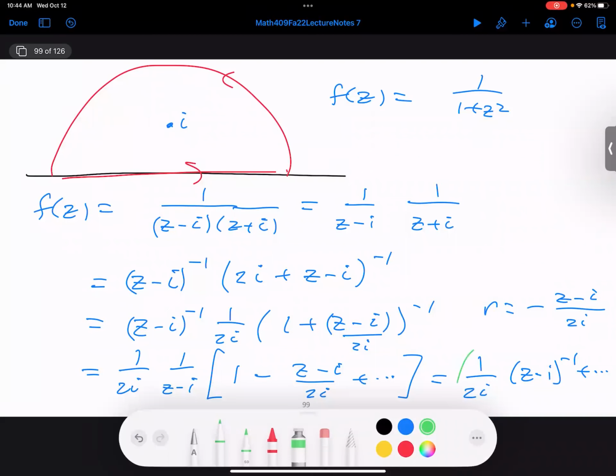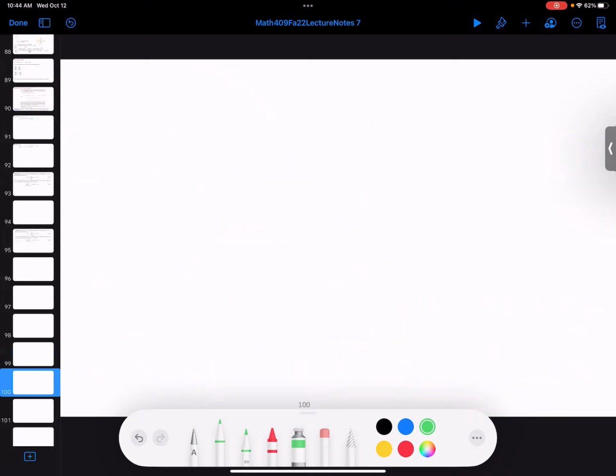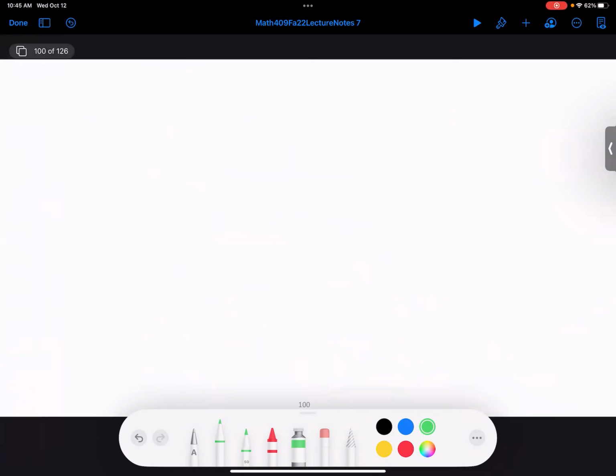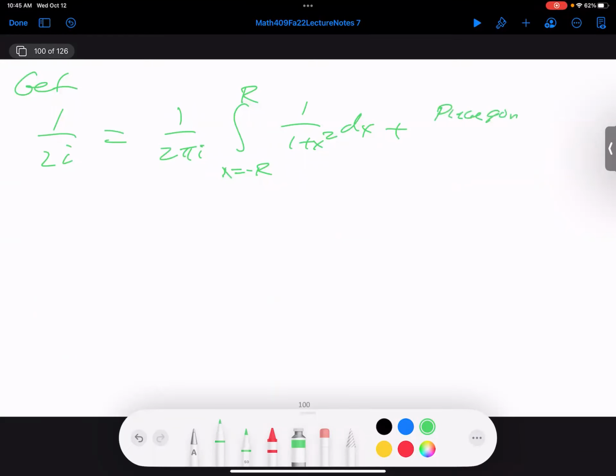So this is the residue. So when we put all the pieces together, we get 1 over 2I is 1 over 2 pi I integral, x goes from minus r to r of 1 over 1 plus x squared dx plus a piece going to 0 as r goes to infinity.